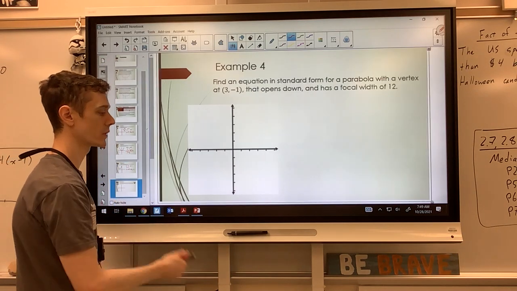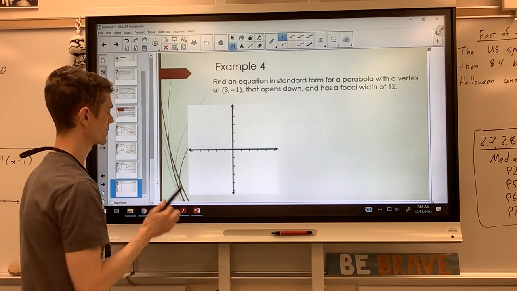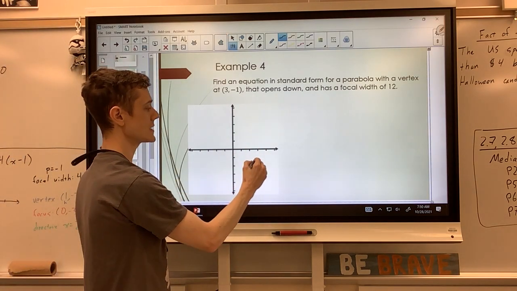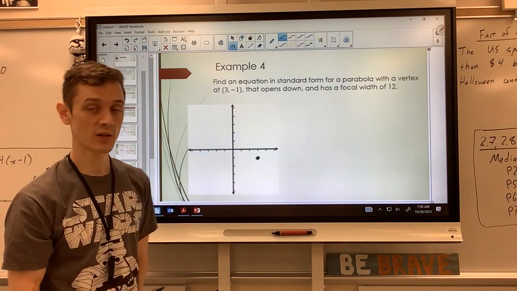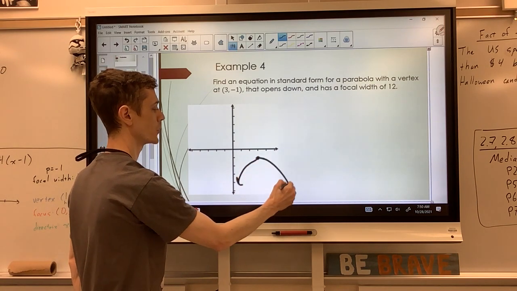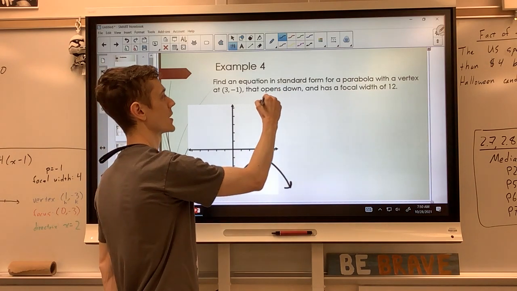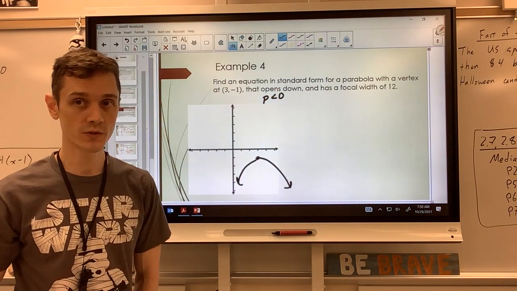And let's do one more example here together. On the last example, I'm going to switch to the black pen again for what they gave me. I have a vertex at 3, -1, and they told me which direction it opens, so I know that it's going down, which will help me figure out whether P is positive or negative. In fact, let me just write it. That means P is going to be a negative number. And they told me that the focal width is 12.